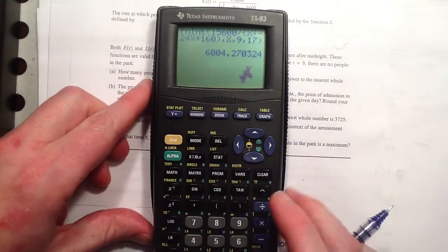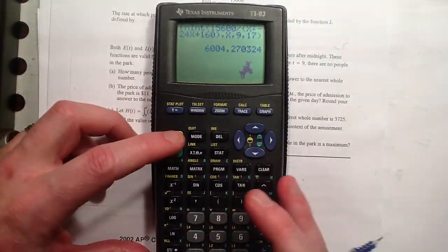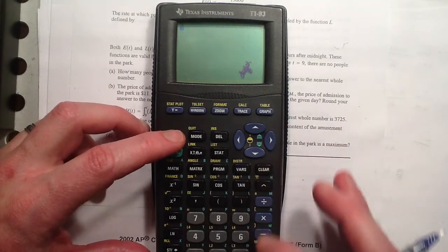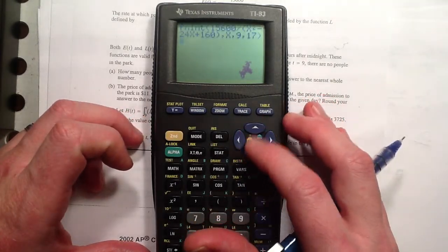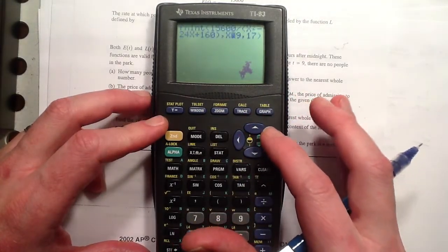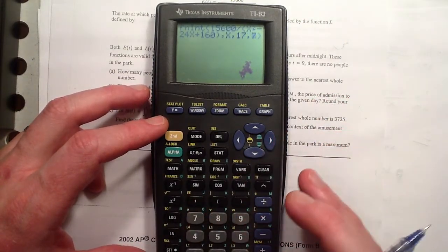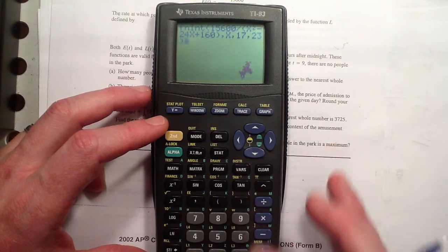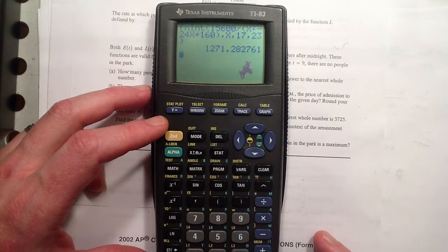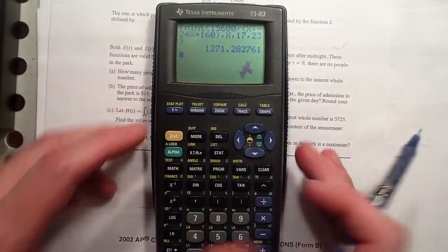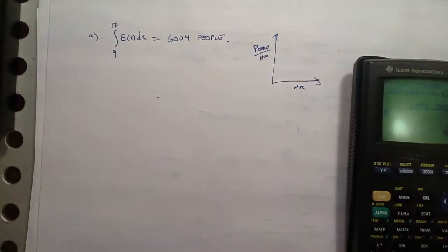Let's do that. So pull up the same thing. We want to do that, but now we want to do it from time 17 to time 23 when the park closes. So another 1,271 people come in.